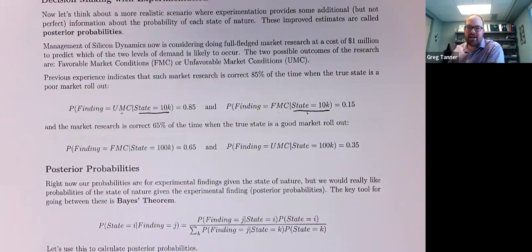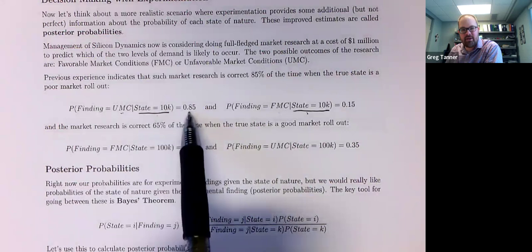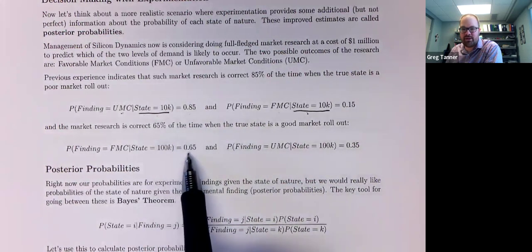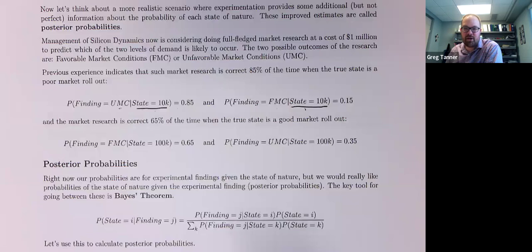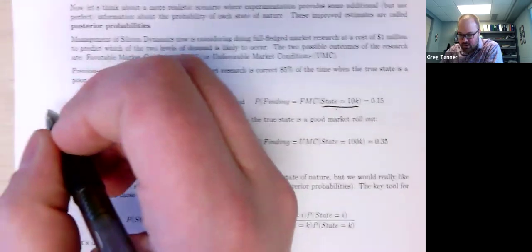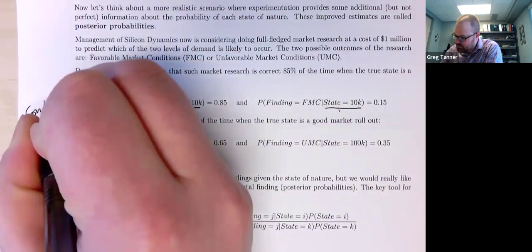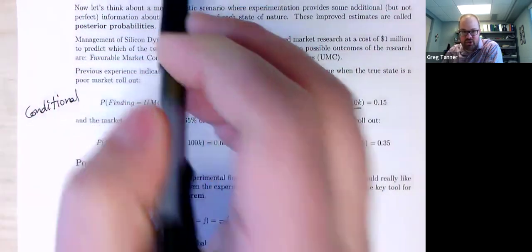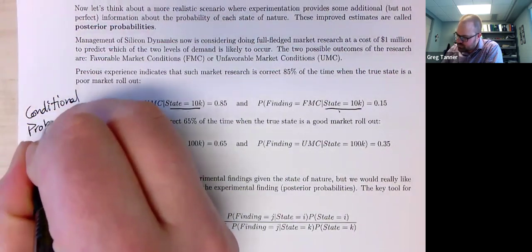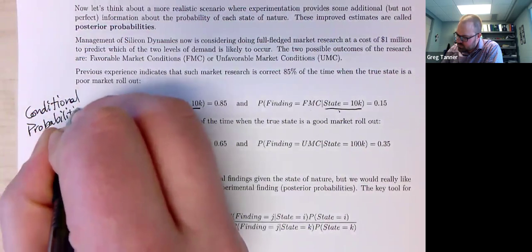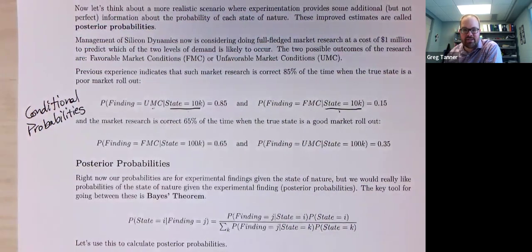Okay. On the other hand, when the true state is a good market rollout, then it's only accurate 65% of the time. And so in some cases, it's easier to read the warning signs that things are not going to go well than it is to read the positive tea leaves and know when something is going to go well. Okay, so it's harder to predict a good market rollout. So these are what are called conditional probabilities, in that they're conditional on the state of the system. You can also think of these as accuracies.